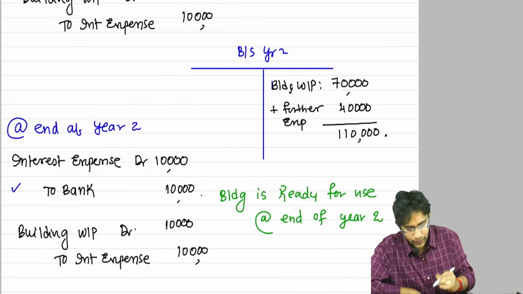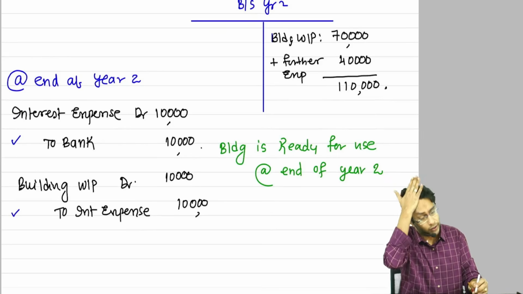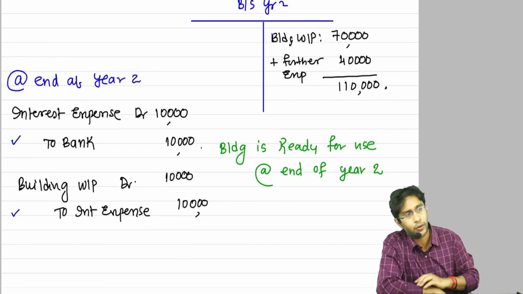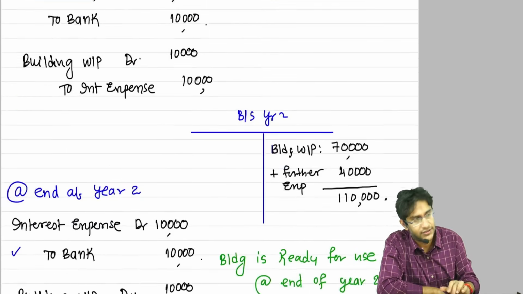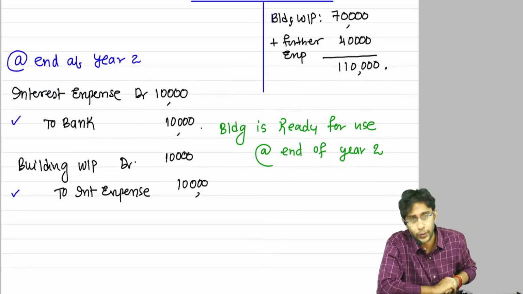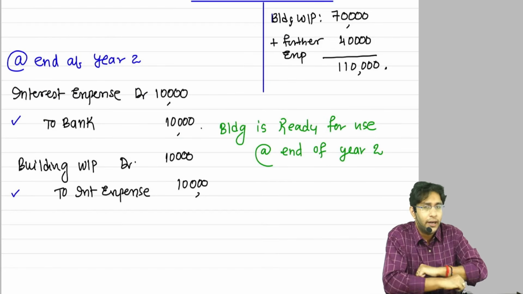So I paid. Now, tell me, sir, second year interest, should I add it to the cost of the setup or should I put it in P&L account? First year we capitalized it. Second year, can I capitalize it or should I take it to P&L account? What do you feel? Obviously, when is the building completed?